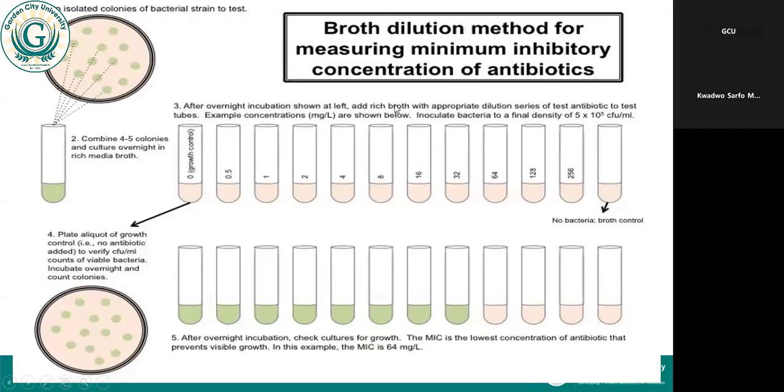And again, let me say that these are also done mostly when they want to come up with... Yeah. Mostly the pharmaceutical companies also use this approach to formulate the right concentrations or strengths of their products.